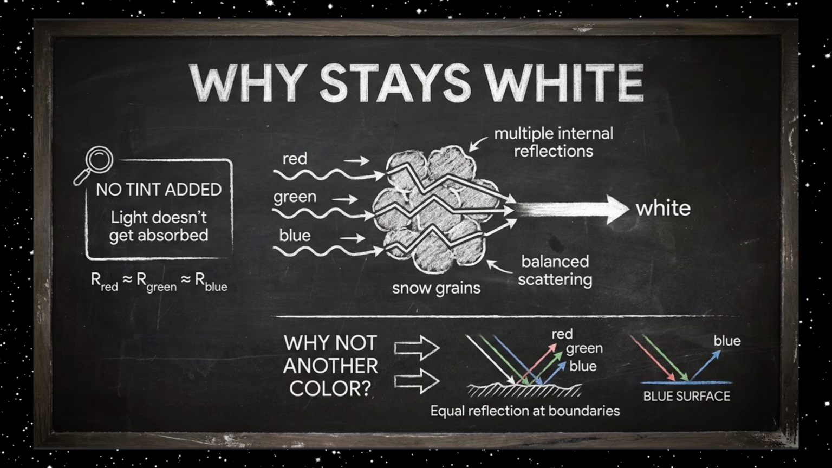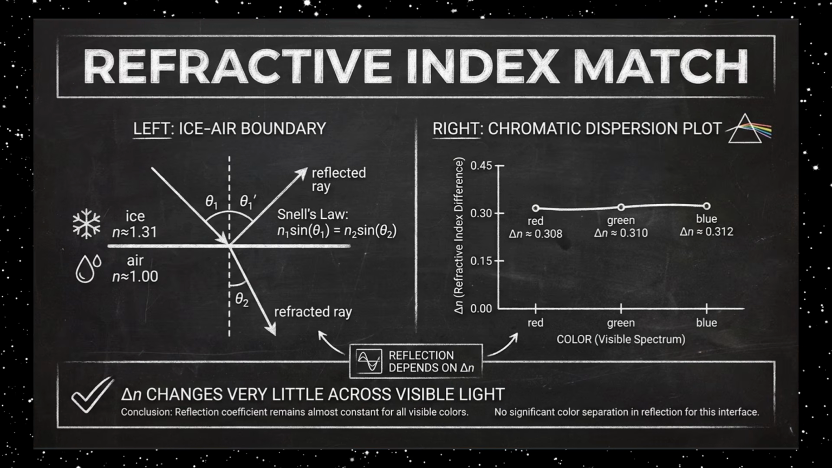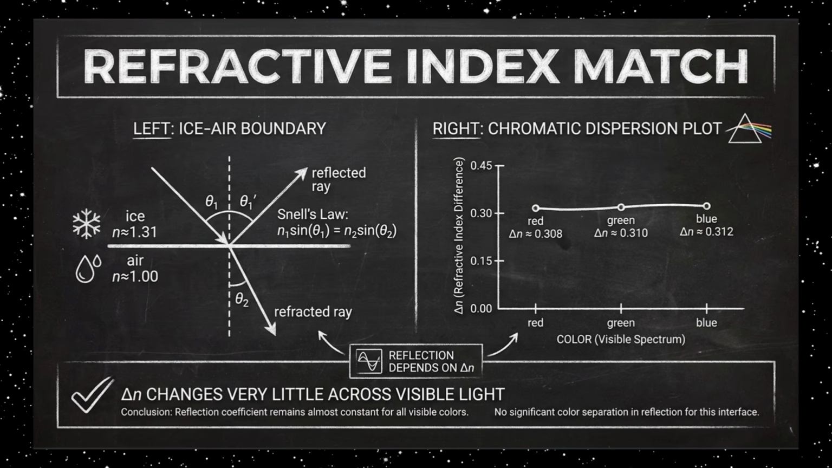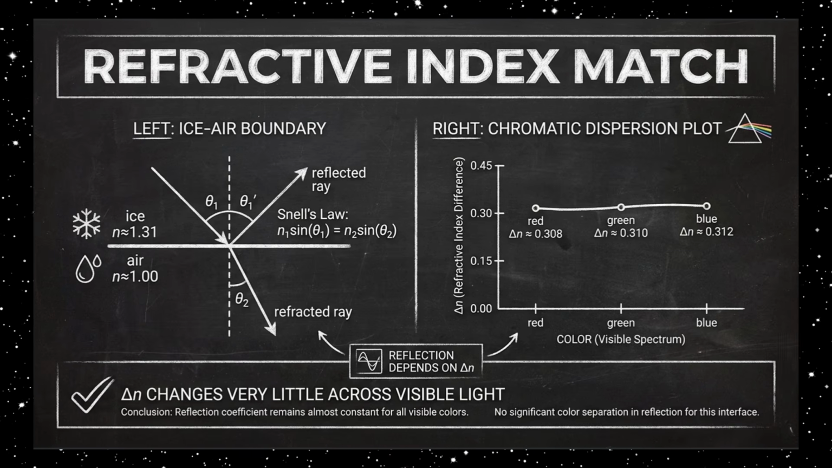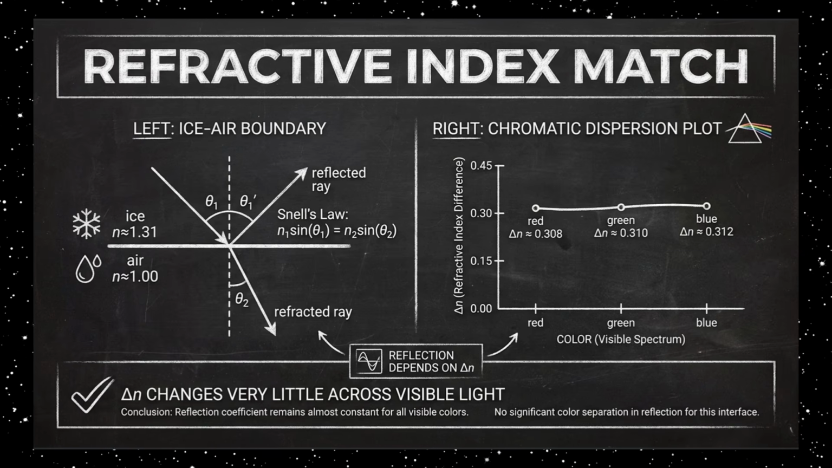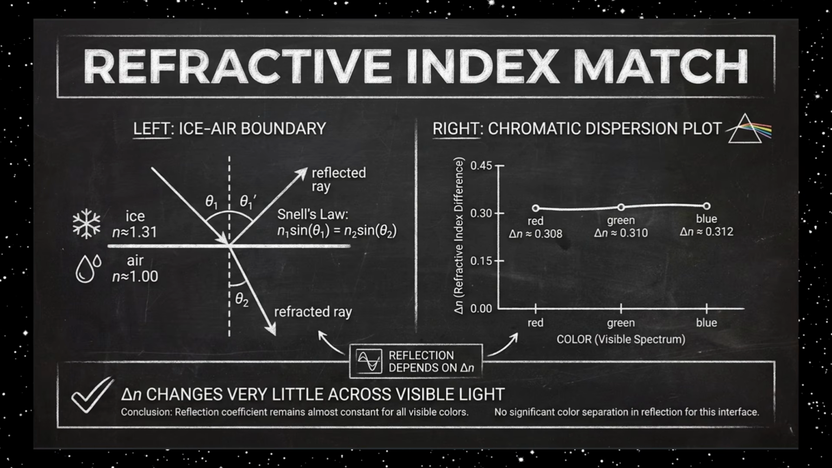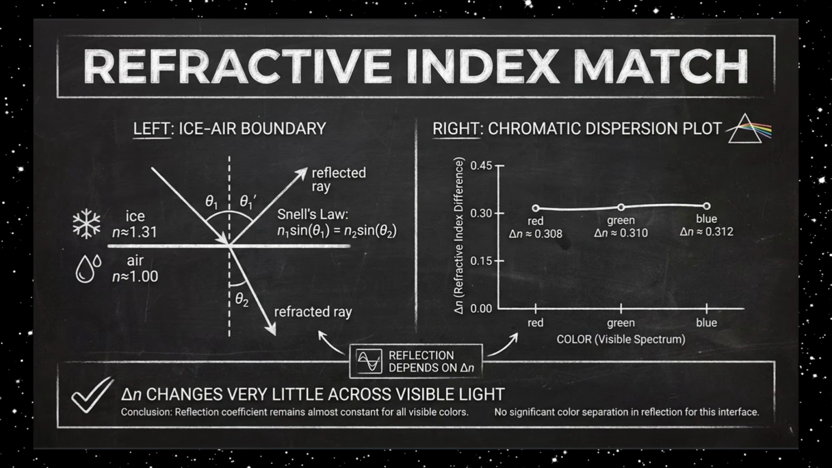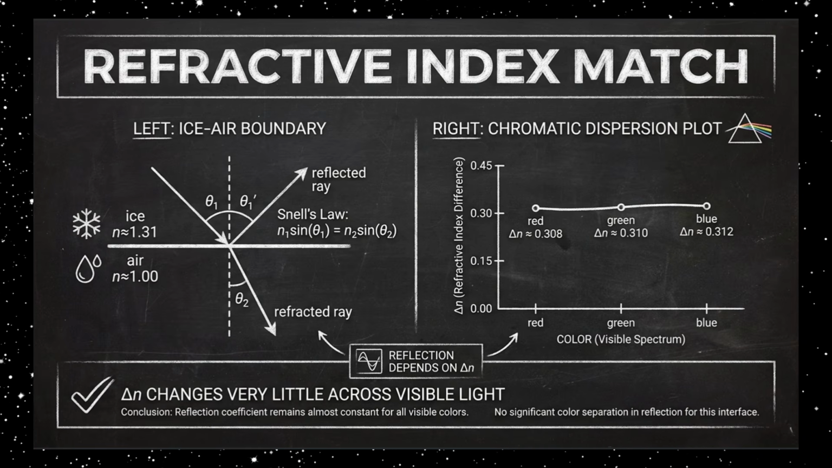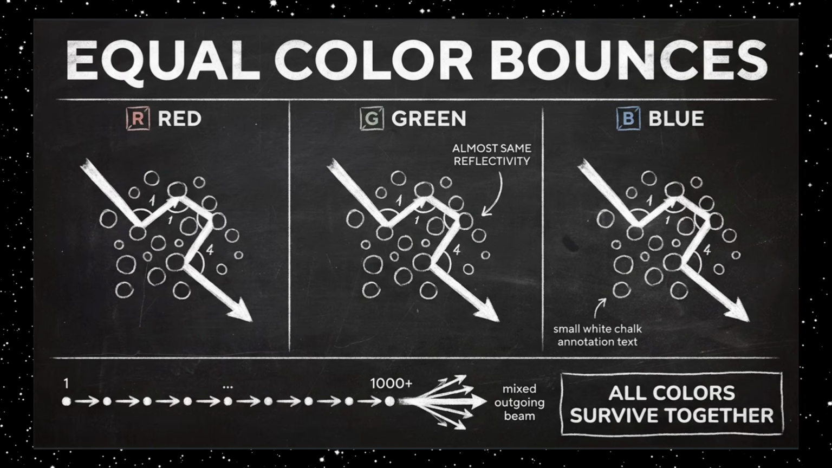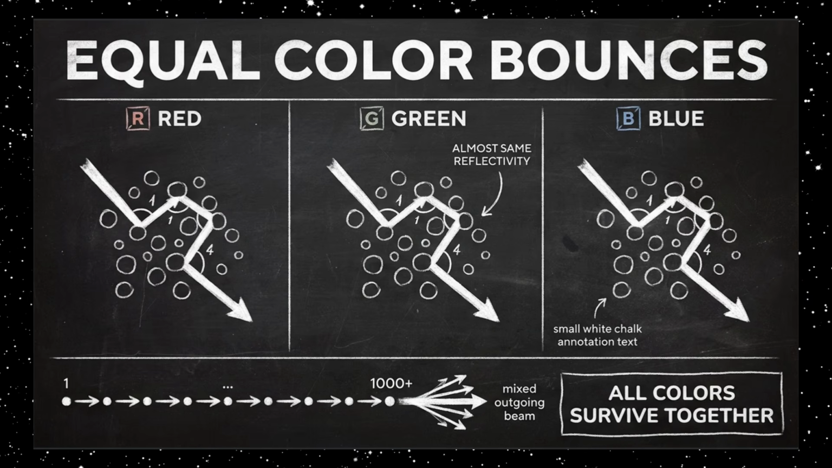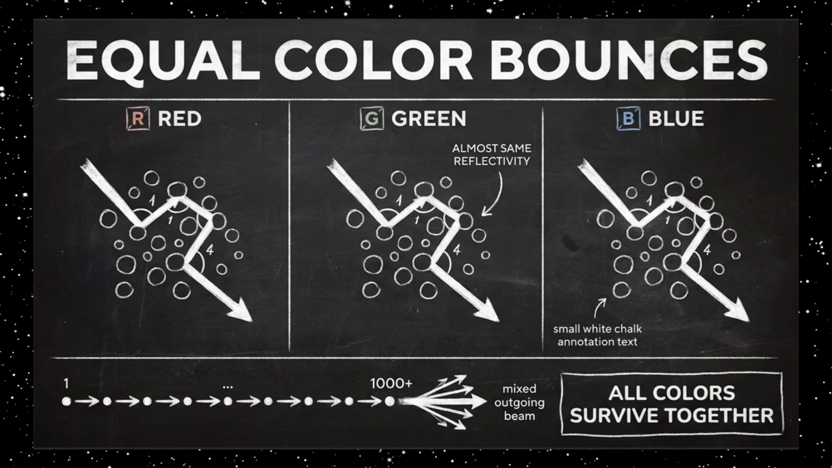Why does it not get tinted along the way? Here is why. The amount of light that reflects at one of these boundaries depends on the difference in refractive index between the two sides. Ice on one side, air on the other. That number, the difference, does not change very much as you go from red light to blue light. It is almost the same for every color. So at every bounce, all colors reflect by about the same amount.